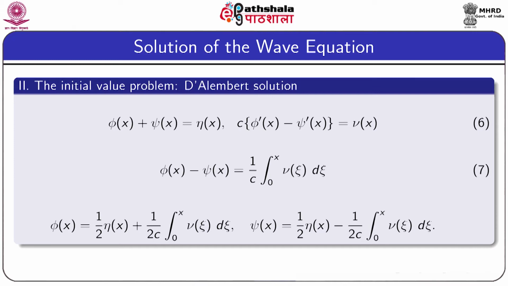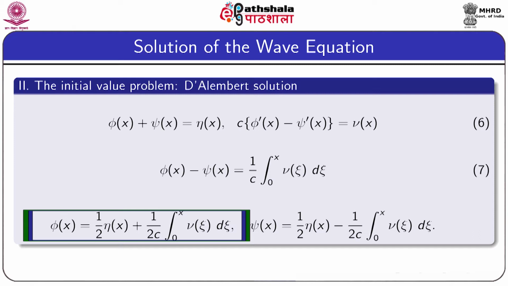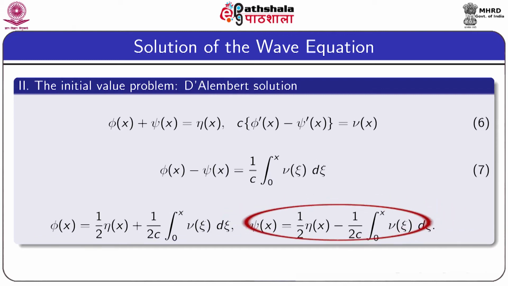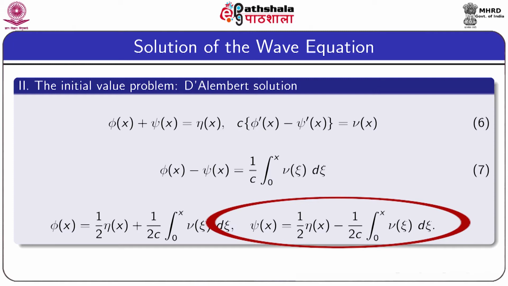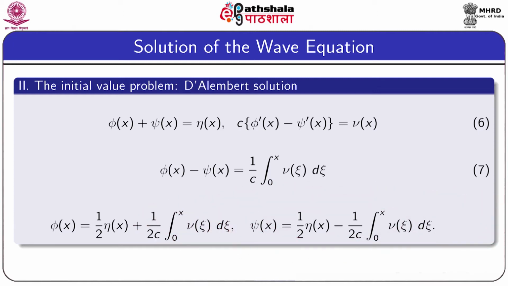Now solving the equations φ + ψ = η and φ − ψ = (1/c) ∫ from 0 to x of ν(ξ) dξ, we obtain the expression for φ as φ = ½η(x) + (1/2c) ∫ from 0 to x of ν(ξ) dξ, and ψ = ½η(x) − (1/2c) ∫ from 0 to x of ν(ξ) dξ.